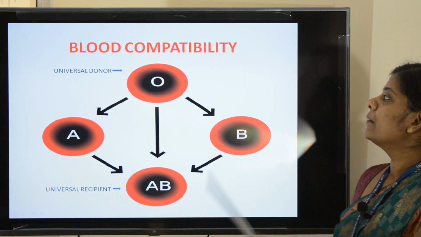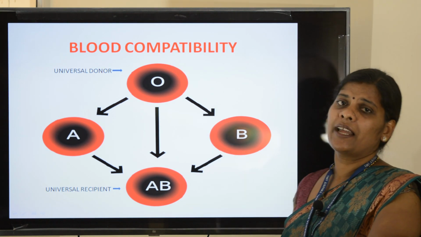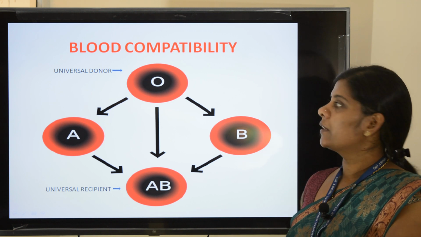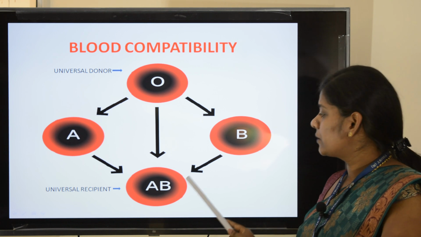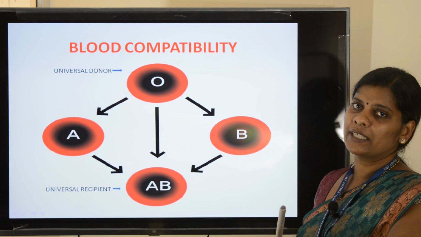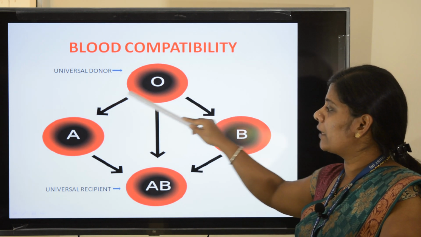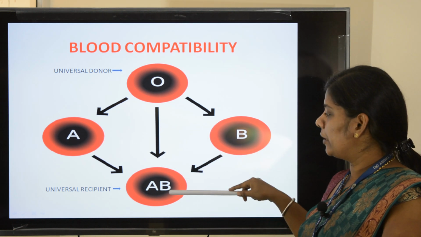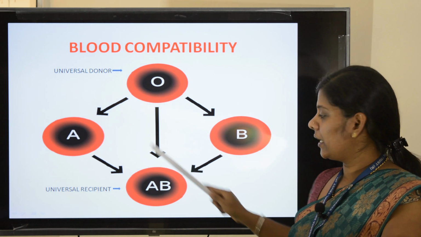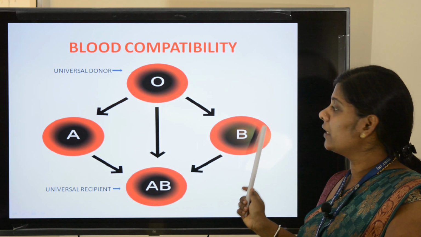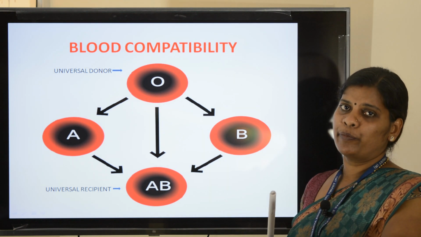Now we will discuss blood compatibility. Here blood group O is always considered as universal donor. Very important, blood group O is considered as universal donor, whereas blood group AB is considered as universal recipient. Here you see O blood group person can donate blood to A, B, AB and O blood group person, because there is no antigen on the surface of RBC, only antibodies are present.